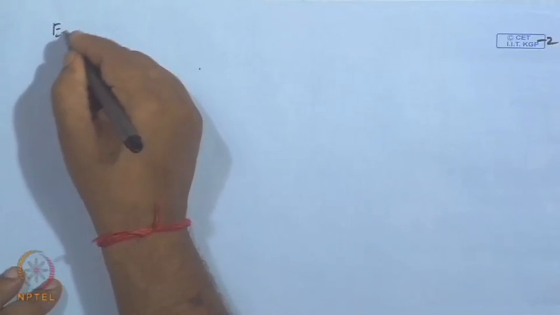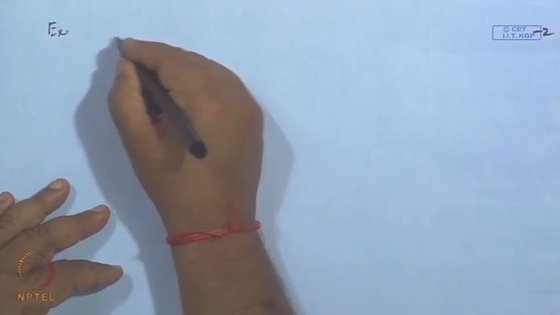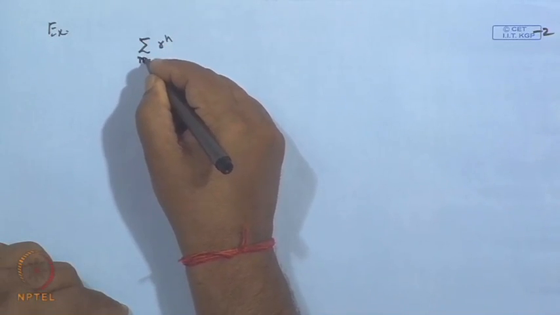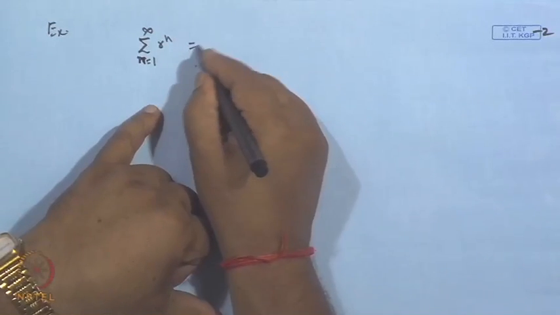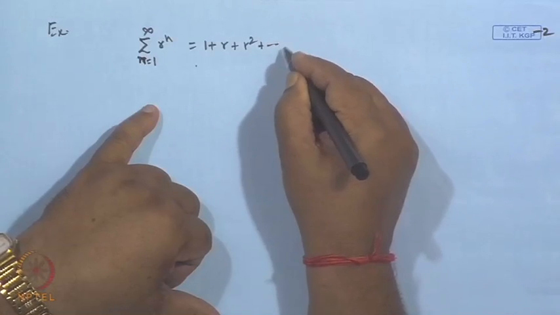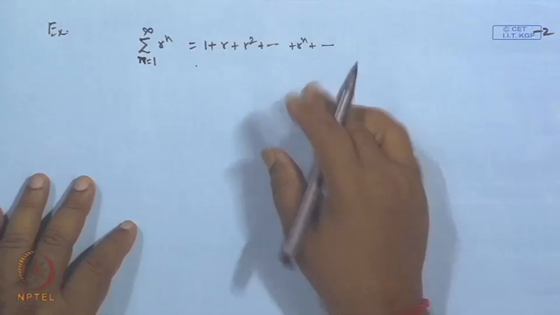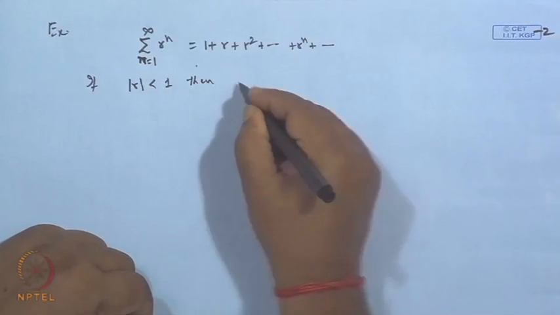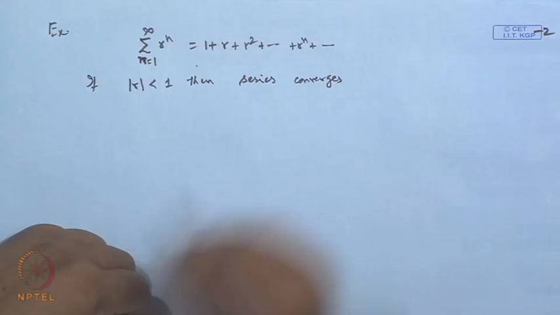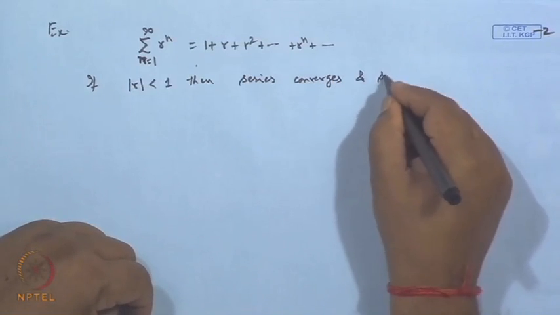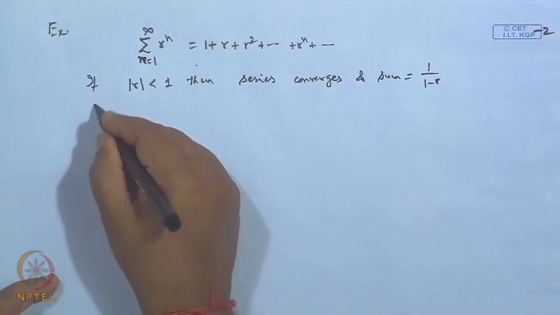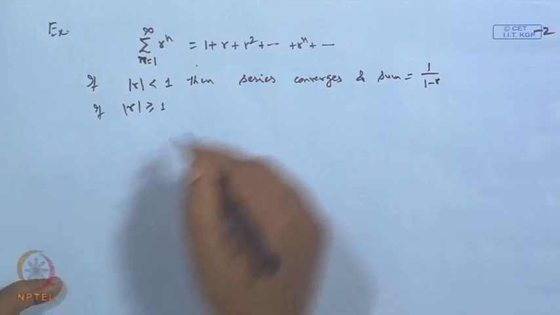For example, suppose we have the series sigma r to the power n, n is 1 to infinity. Now, that is the series 1 plus r square and so on plus r to the power n. We claim if mod of r is strictly less than 1, then the series converges and the sum is equal to 1 over 1 minus r. But if mod r is greater than or equal to 1, then the series diverges.